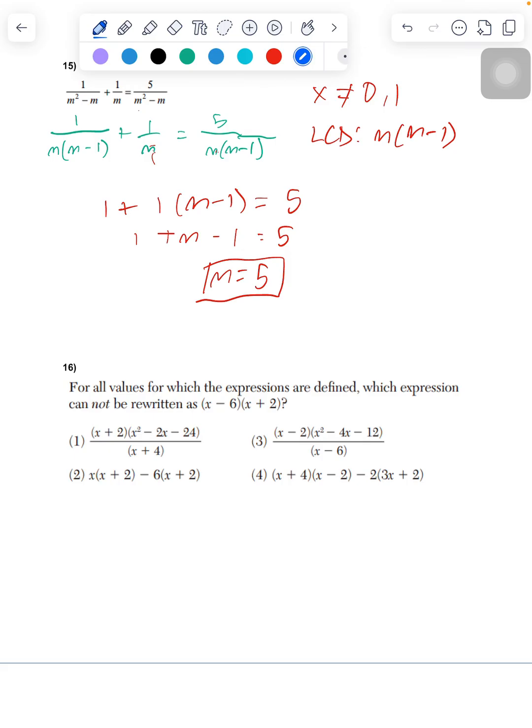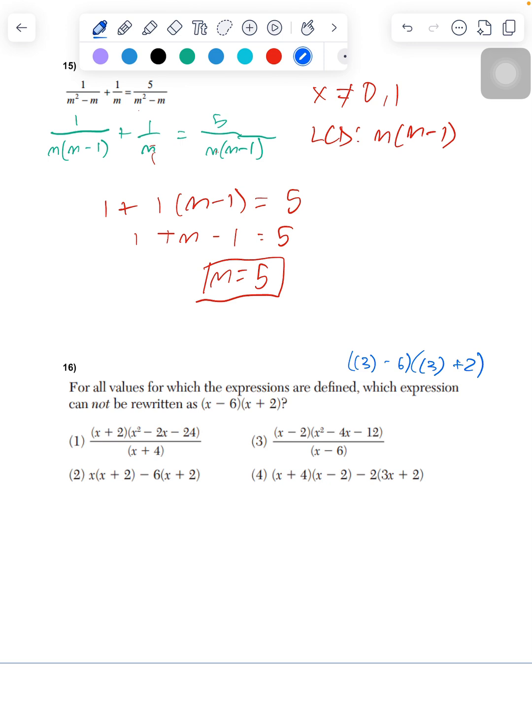You'd plug in, let's say, don't ever plug in 1 or 2. So always plug in something like 3, right? So you could put in, wherever you see x, 3 minus 6 times 3 plus 2. And you're going to see what that gives you, right? You're going to see what that gives you. So they're asking which one of these cannot, right?